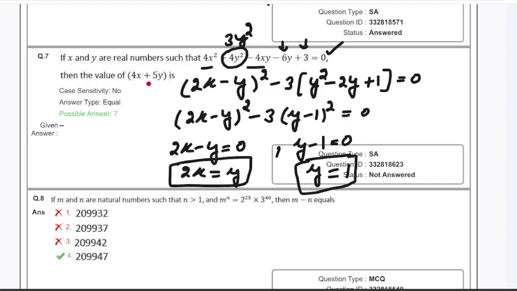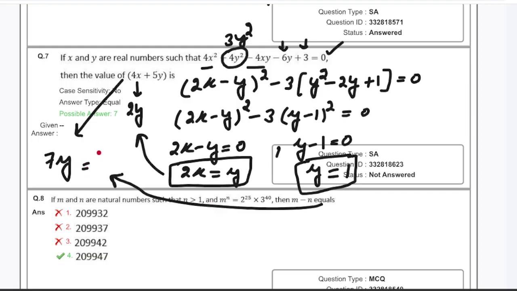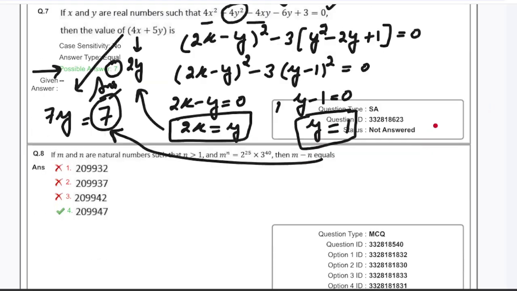Now we can put this here, 4x plus 5y. That means 4x is going to be 2y, coming from this equation. Now 2y plus 5y, that is 7y, and the y value we take from here, that is 7 into 1, 7. That means this is the answer I get. That is the answer. Quite easy. Look at the next one now.